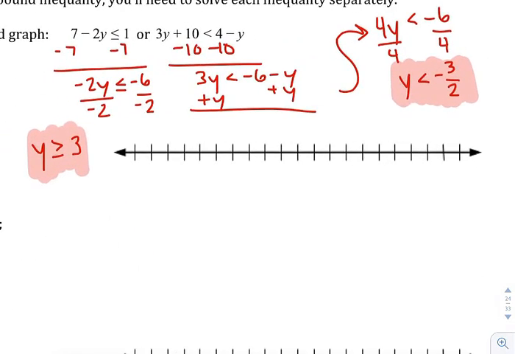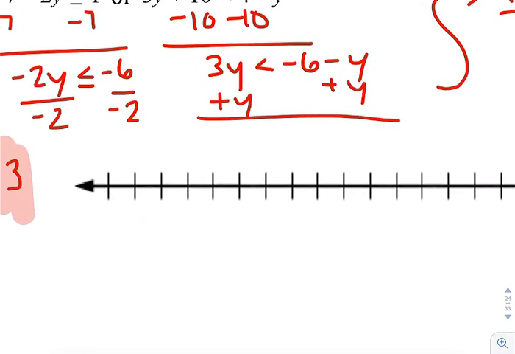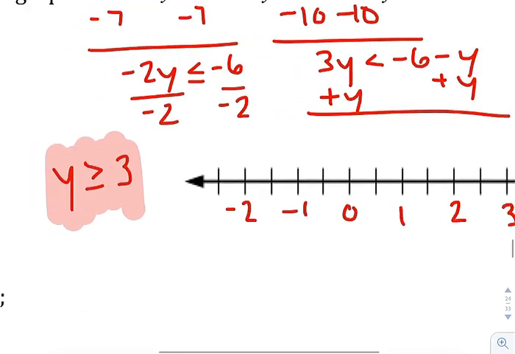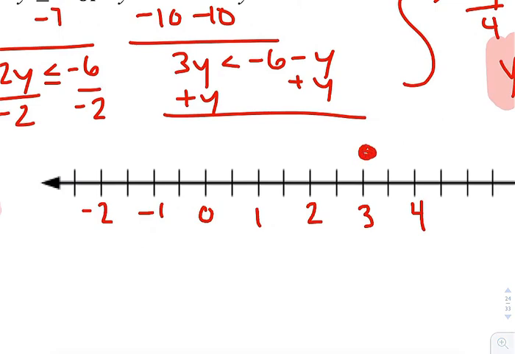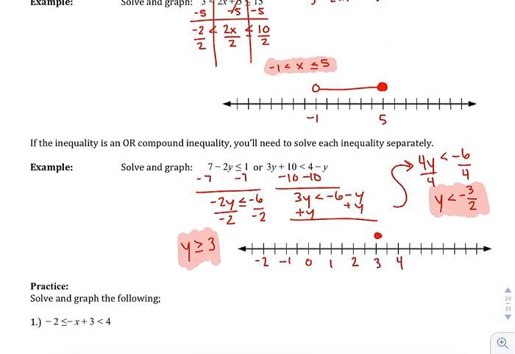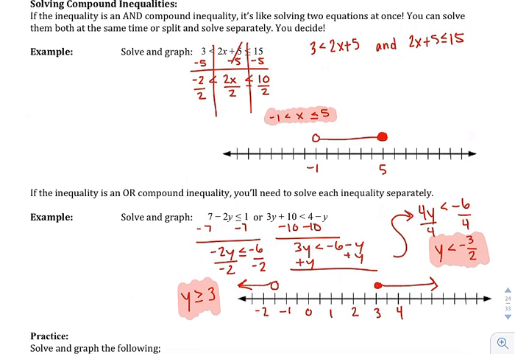So that's fine. So let's see here. 0, negative 1, negative 2. So y greater than or equal to 3, and less than negative 1 and 1/2. So that's it. Ands you can solve together, or you can break them up and solve them separately. For ors, you'll literally just solve them both individually and graph your solution. But ands go in and ors will go out.